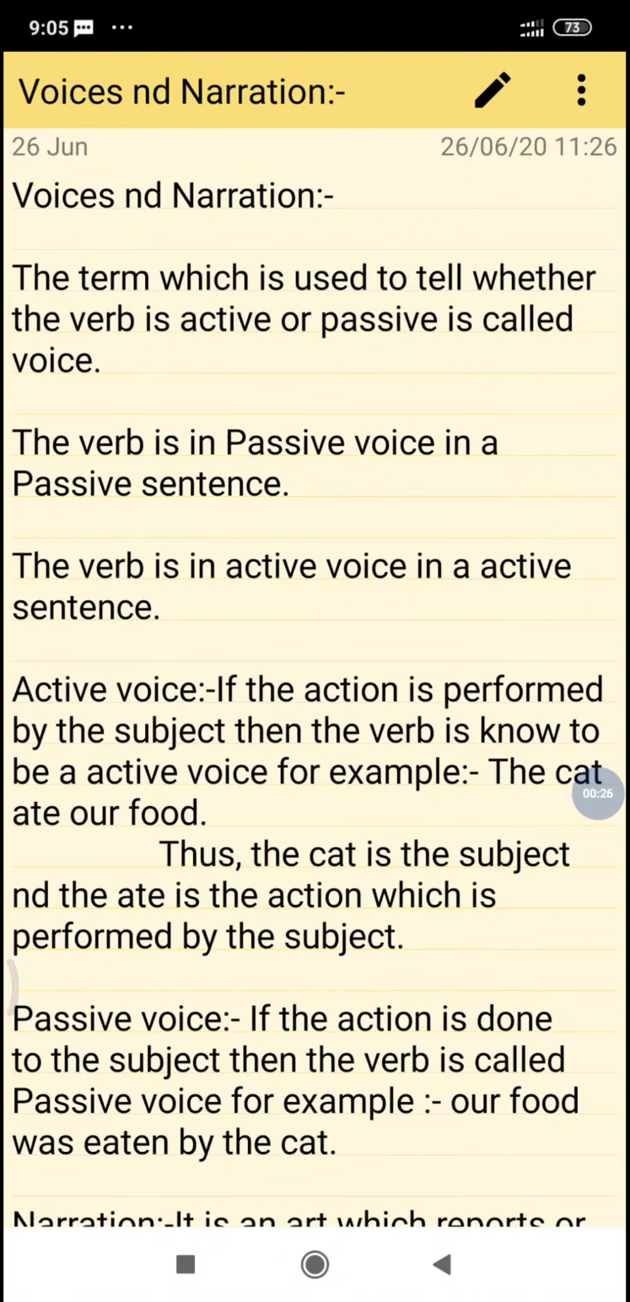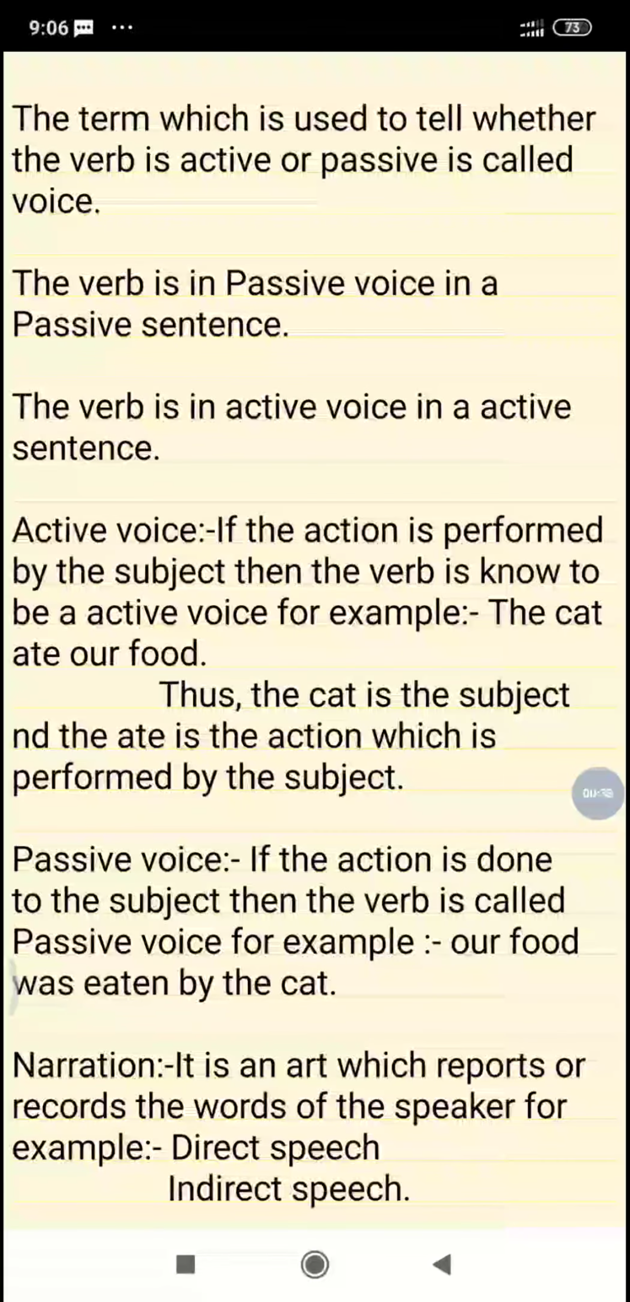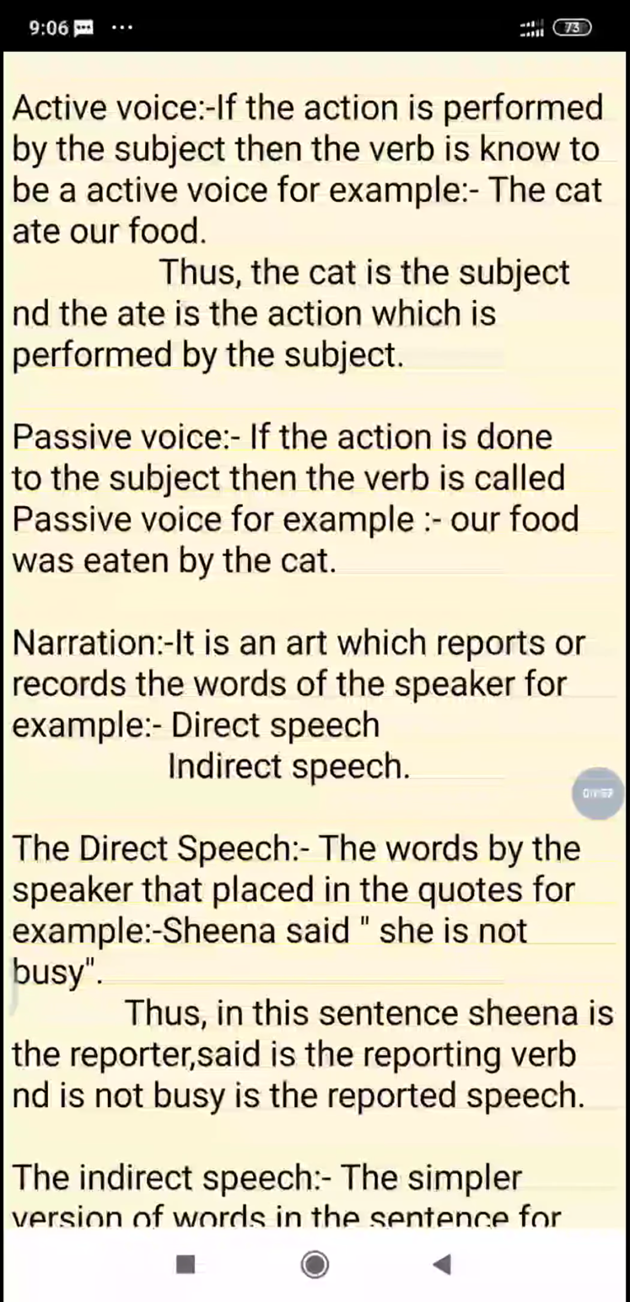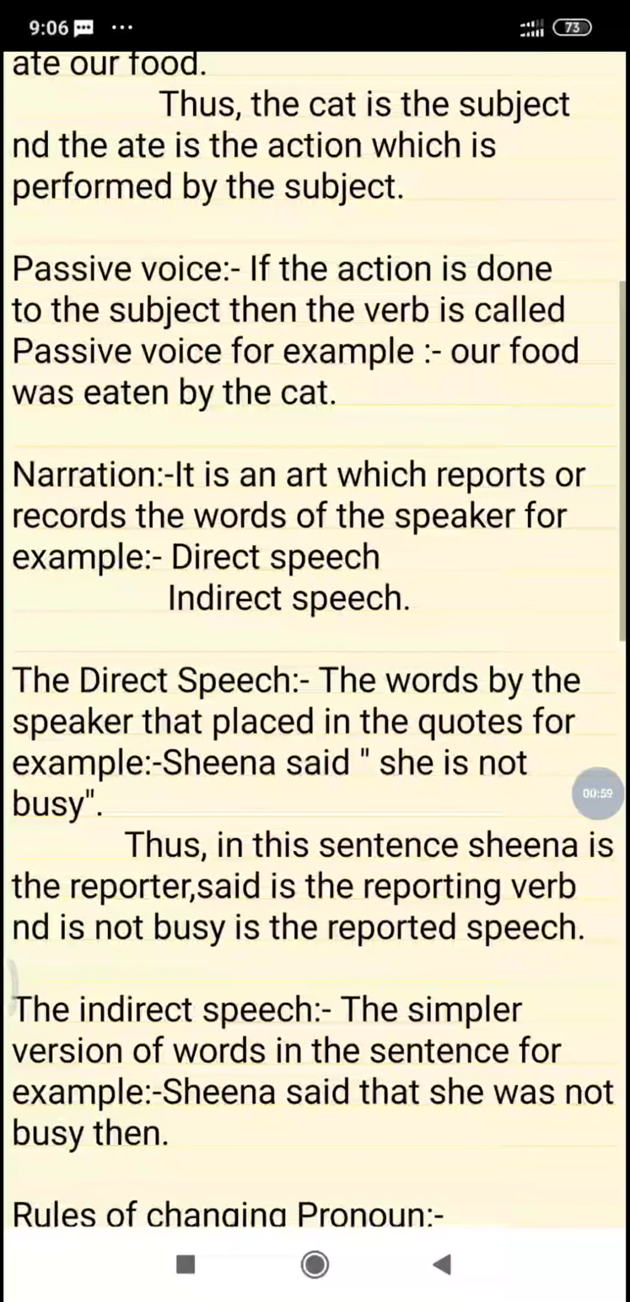Voice and narration. The term which is used to tell whether the verb is active or passive is called voice. The verb is in the passive voice in a passive sentence. The verb is in the active voice in the active sentence. Active voice: if the function is performed by the subject, then the verb is known to be in active voice. For example, the cat ate our food. Thus, the cat is the subject and ate is the action which is performed by the subject.